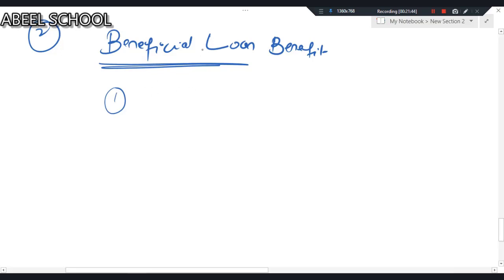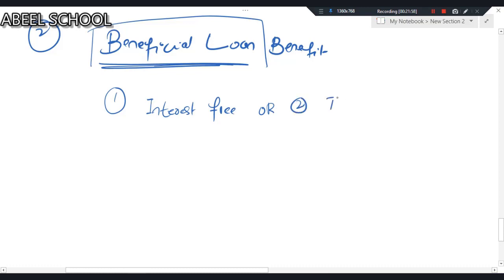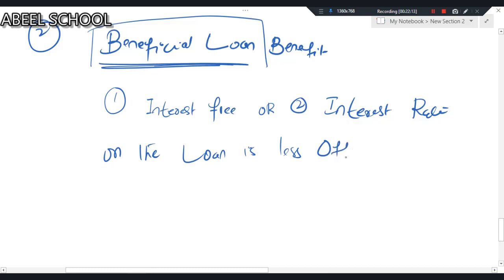So beneficial loan means, I'm just explaining right now what we mean by beneficial loan. Beneficial loan means interest free, or the interest rate on the loan is less than the official rate of interest, which is 2%.